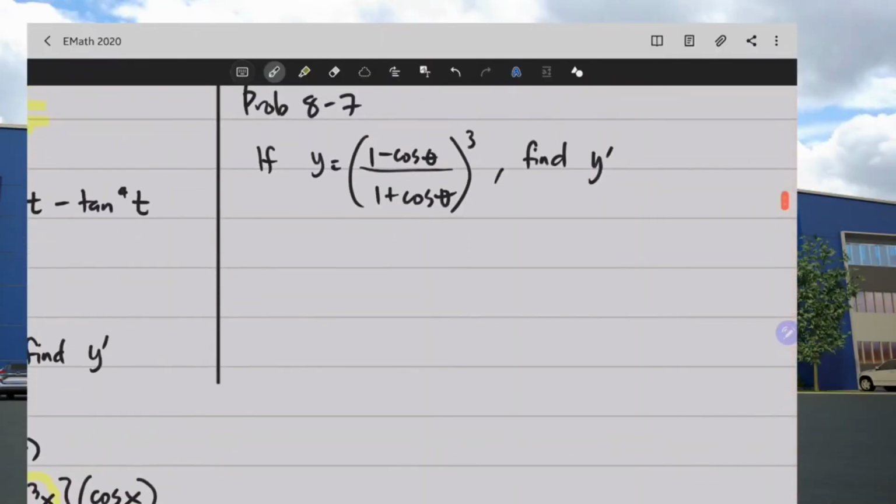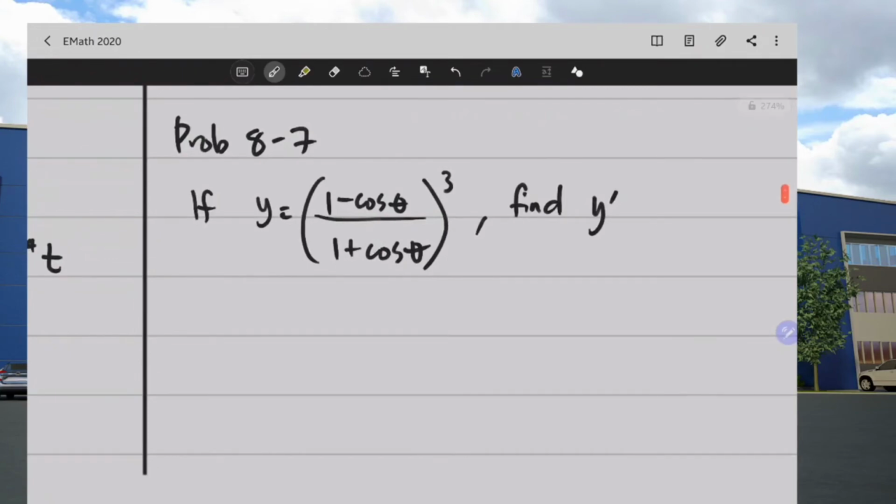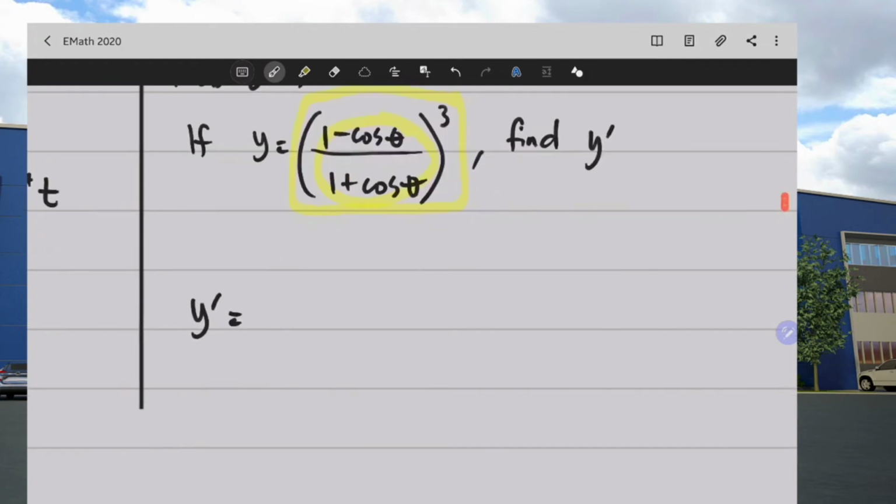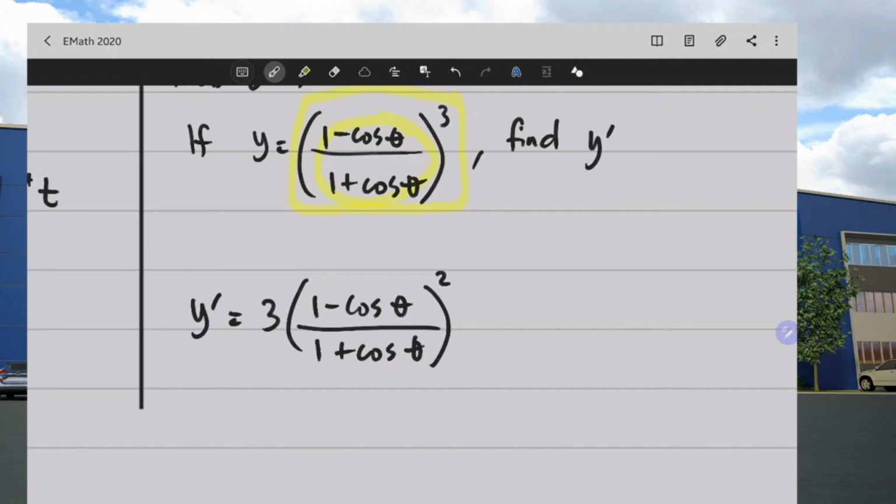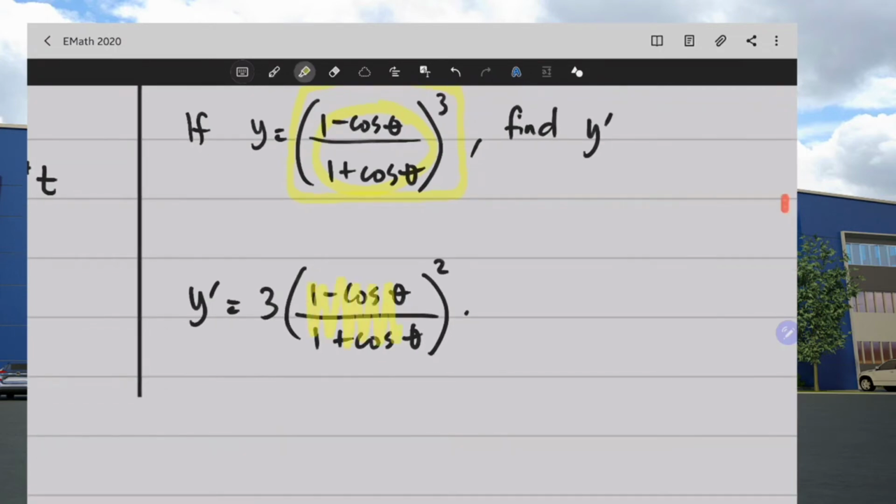Okay, let's try another one. If we have y is equal to the quantity 1 minus cosine theta over 1 plus cosine theta raised to 3, find y prime. Okay, in this case, combination na naman tayo, may power rule tayo, then chain rule yung baby. Okay, medyo complicated siya pero madali pa rin. So if we apply derivative of powers, we'll have 3 times 1 minus cosine theta over 1 plus cosine theta squared. Then multiply that by the derivative ng nasa loob, the baby.